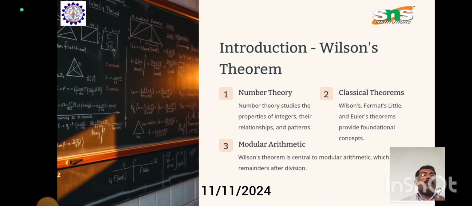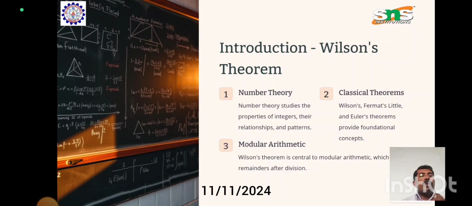Wilson's theorem is very important and plays a very important role when we work with congruence and the prime number system. Number theory studies the properties of integers, their relationships and the patterns they form. Among classical theorems, Wilson's theorem, Fermat's little theorem and Euler's theorem provide fundamental concepts, because they talk about congruence and prime number ideas, and how prime number concepts can be connected with congruence ideas. These things are wonderfully explained.